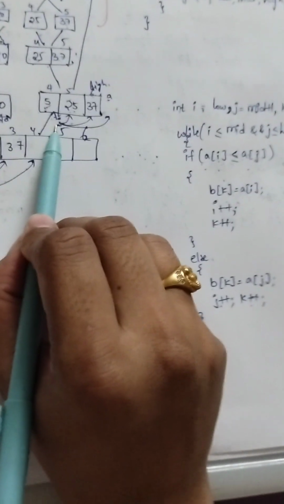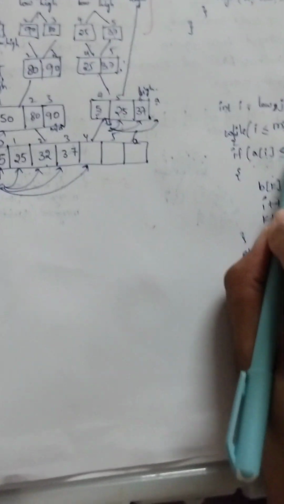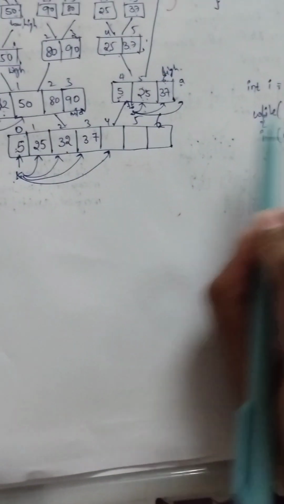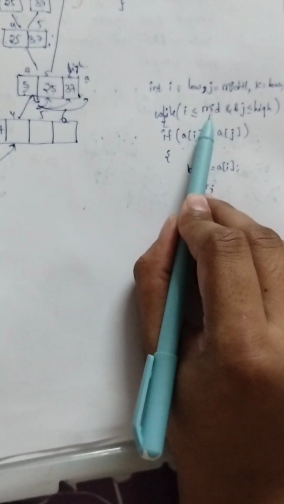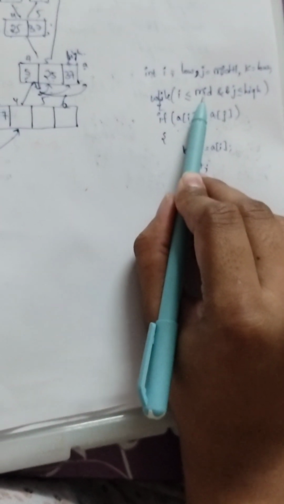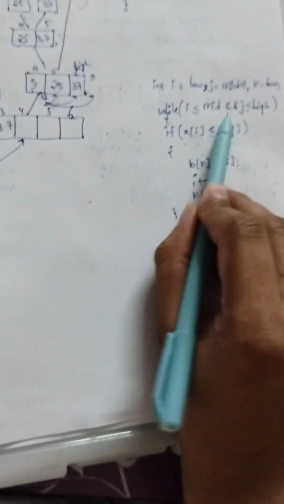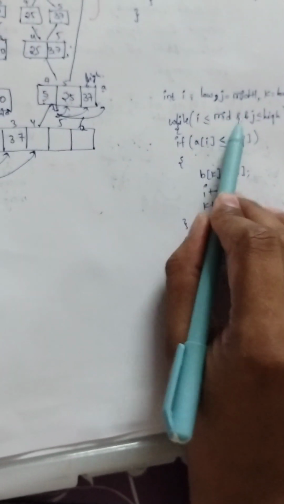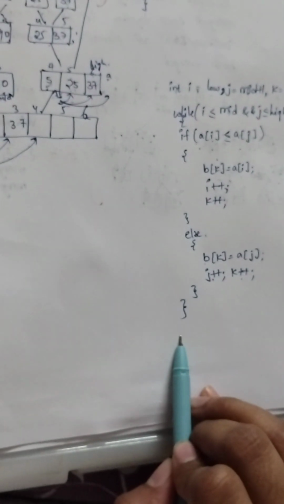So now j is pointing to 7. 7 is less than or is equals to 6, false. But here it is true and false. Why is it true? Because I is pointing to 1 index only. So 1 is less than or is equals to 3, true, and 7 is less than or is equals to 6, false. True and false will be false. So when it is false, we move out of this while loop.